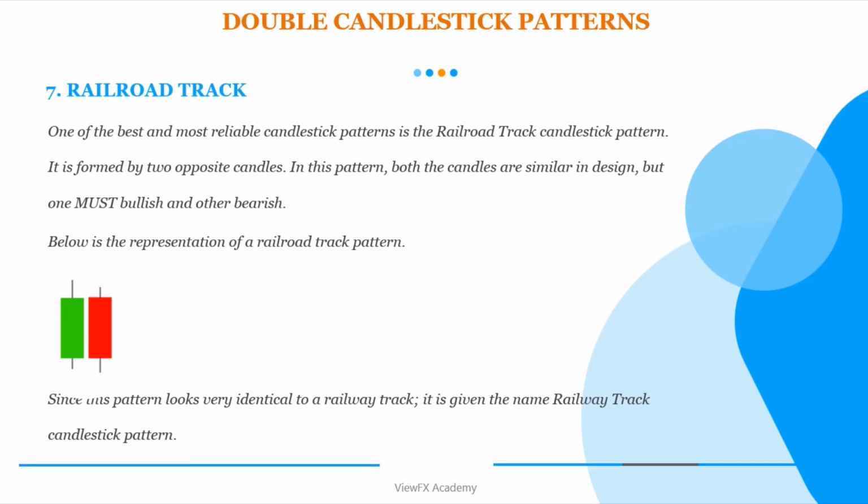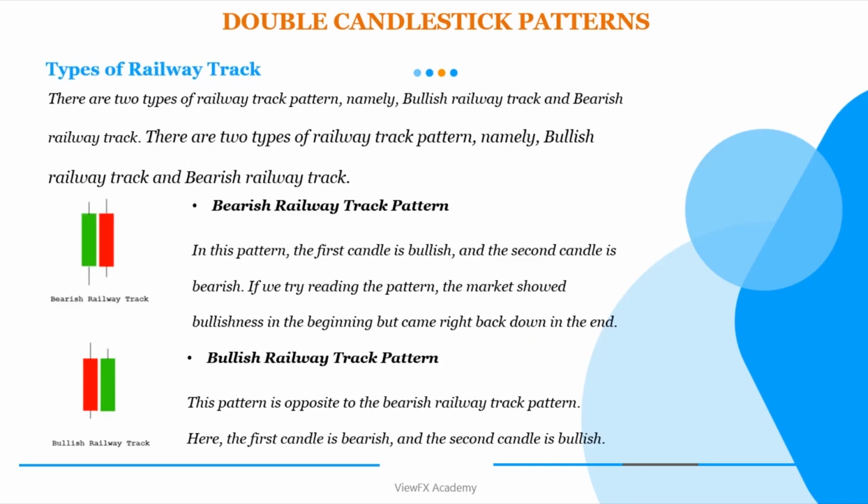Railroad track pattern. One of the best and most reliable candlestick patterns is the railroad track candlestick pattern. It is formed by two opposite candles. In this pattern, both the candles are similar in design, but one must be bullish and the other bearish. Below is the representation of a railroad track pattern. Since this pattern looks very identical to a railway track, it is given the name railway track candlestick pattern. Types of railway track patterns. There are two types of railway track pattern, namely, bullish railway track and bearish railway track.